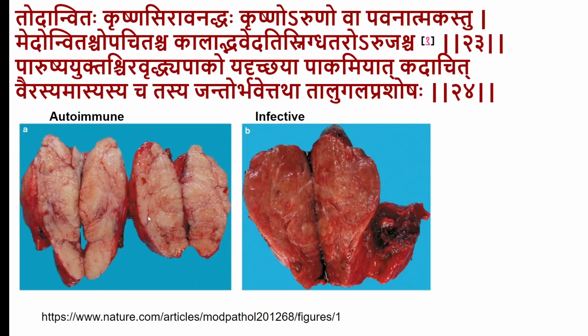Whereas in an autoimmune condition, once you open up the thyroid, in Hashimoto's thyroiditis or Riedel's thyroiditis conditions, the thyroid gland would show a pallor and relatively firm consistency.